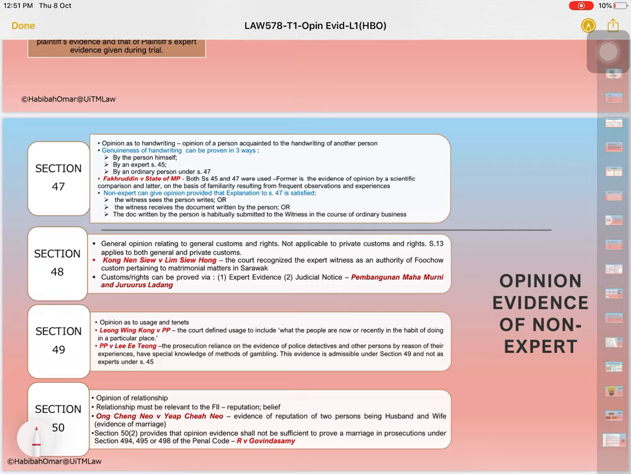So it means that opinion evidence can be categorized into two. One is expert opinion confined to sections 45, 46 and 51, and non-expert opinion under section 47 up until section 50. So for non-expert opinion, you are dealing with a layperson giving evidence of opinion. It can be allowed only in specific situations under sections 47, 48, 49 and 50. Okay, with this note, we completed our discussion on opinion evidence under section 45 up until 51.